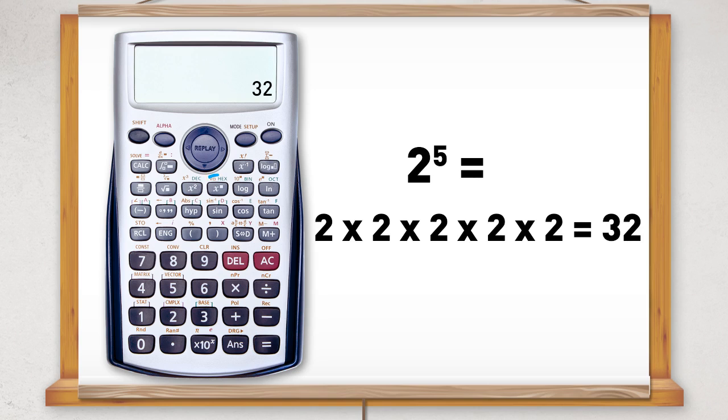Or we could use the power button. We key into the calculator 2, then press the power button, then press 5. Then press the equals button. The calculator will display the answer of 32.